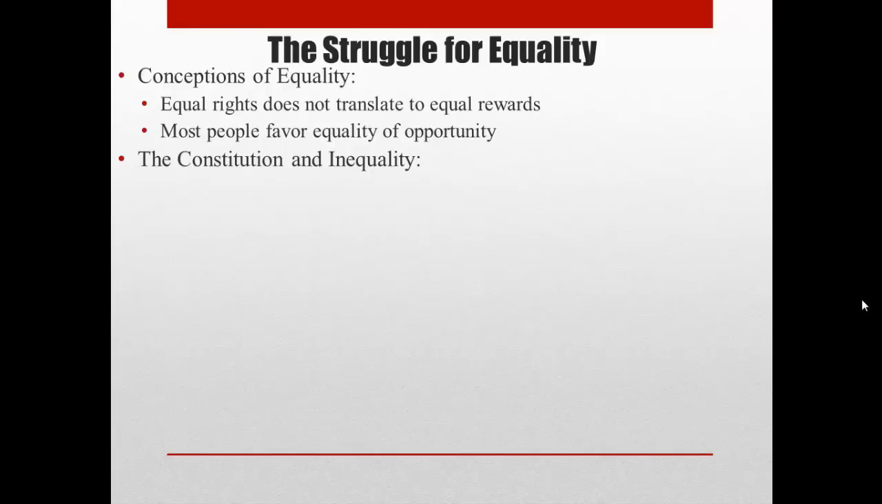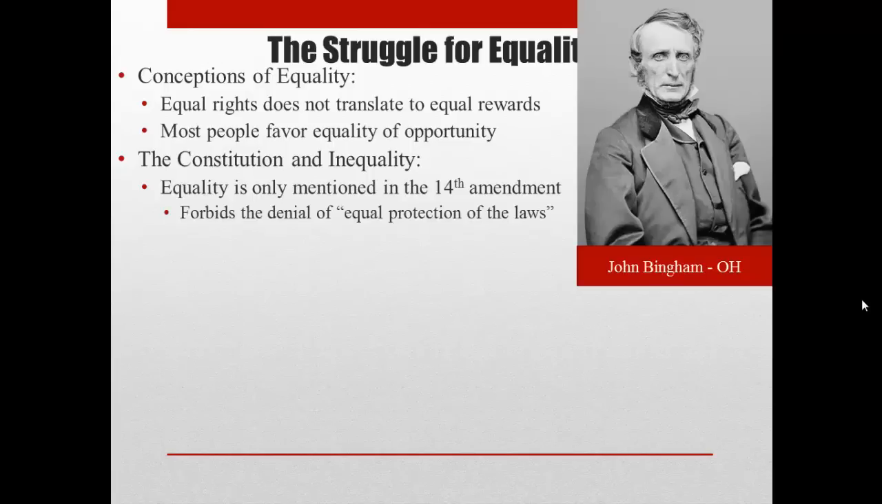The Constitution and inequality. Equality is only mentioned in the 14th Amendment. This is such an important amendment for this course. We've talked about it in previous chapters. We'll talk about it in future chapters. And the wording of the 14th Amendment forbids the denial of equal protection of the laws. And this part of the 14th Amendment was introduced by this guy, John Bingham of Ohio. So he is responsible for this wording in the 14th Amendment.